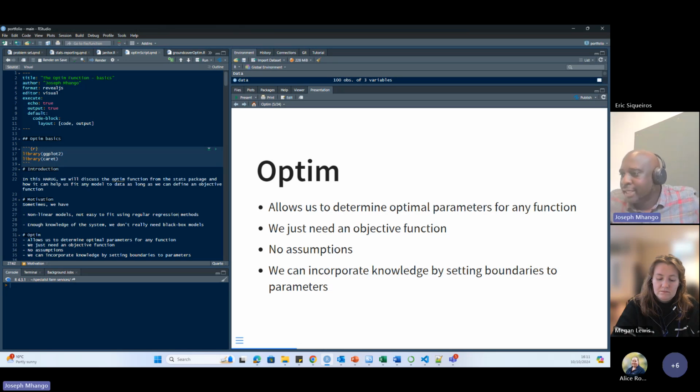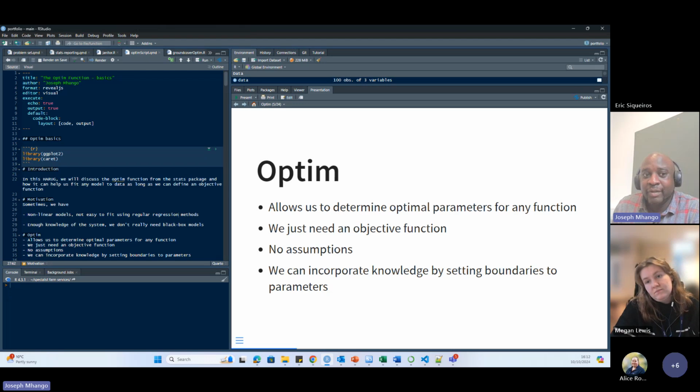So, like I said, it has no assumptions, but we do need to have an objective function. Now, when I say objective function, I mean there must be something that tells us whether we're going in the right direction when Optim is trying to find parameters for us for whatever model we're fitting. And that is the basis of how Optim works. It is the basis of how almost all models work, but R does all of this for us underneath. So most of the time we don't see it.